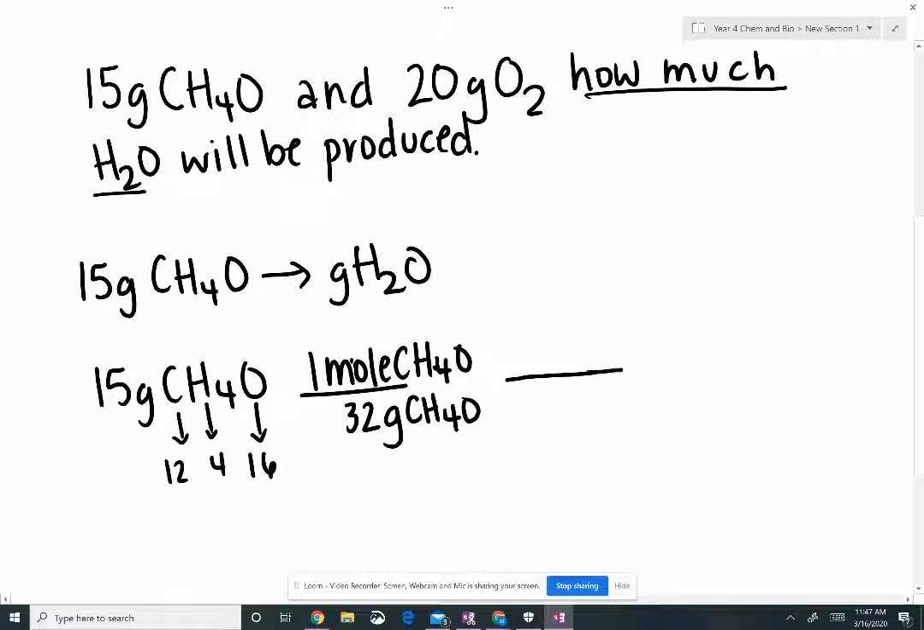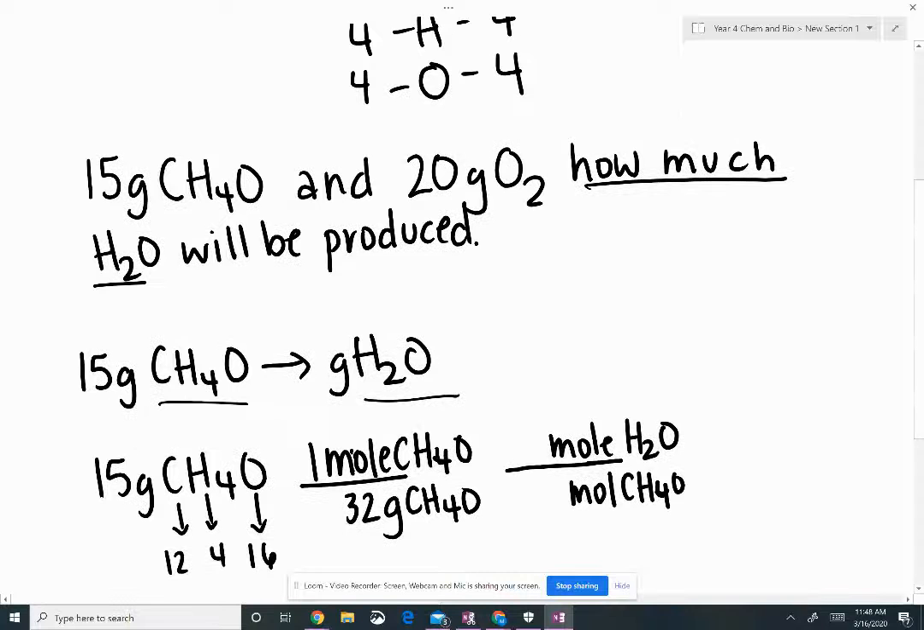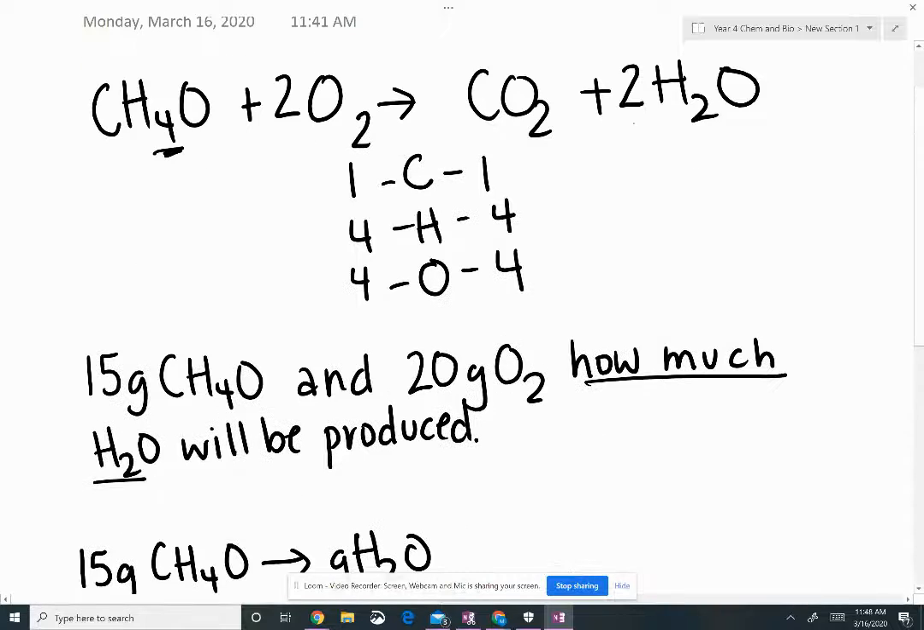Then the next step that I'm going to do is use the mole ratio, so I can flip, right, my CH4O to H2O, right? So I should have moles of CH4O right here, and then I should have moles of H2O up here. I'm going to look at my balanced equation, and the number that I have in front of H2O is 2.